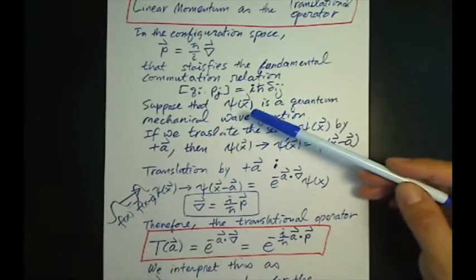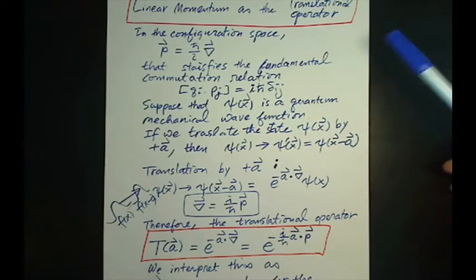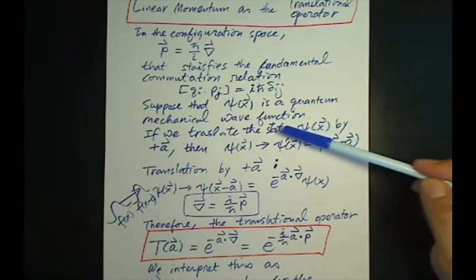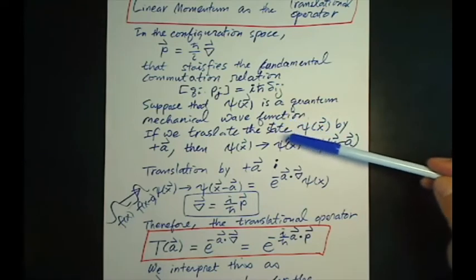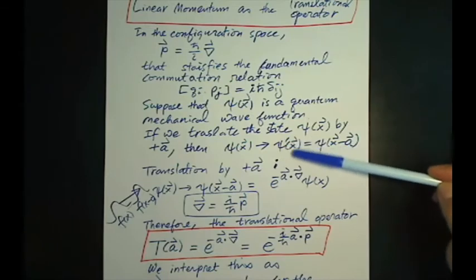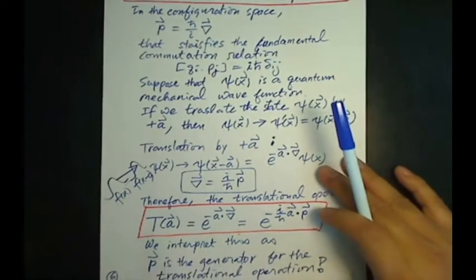Suppose that we have a quantum mechanical wave function psi of x. If we translate this wave function by plus a, then what we really have to do is replace the argument of this function with its inverse transformation. That means x minus a. What we want to do is to translate by a, but the argument of this function should be replaced in an opposite way, translation by minus a.